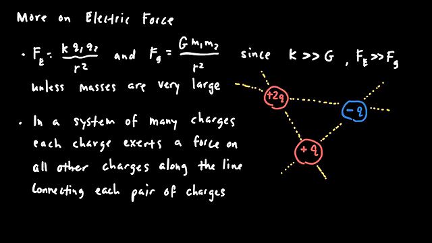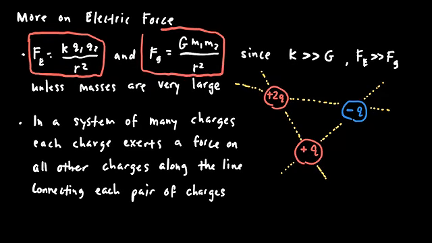A few more things on electric force. First, hopefully you remember that the equation for Coulomb's law for electric force has a very similar form to the equation for Newton's universal law of gravitation. They both have a constant out in front. For the electric force, it's Coulomb's constant, and for the gravitational force, it's the universal gravitational constant. For the electric force, it's the product of the charges, and for the gravitational force, it's the product of two masses. And they both are proportional to 1 over r squared. These are referred to as inverse square laws.